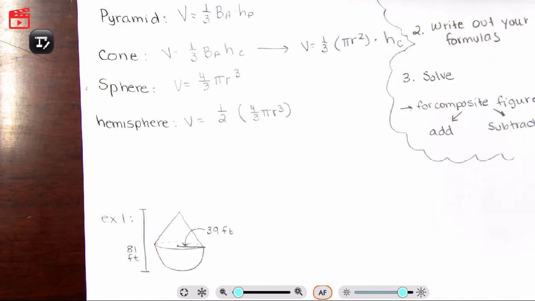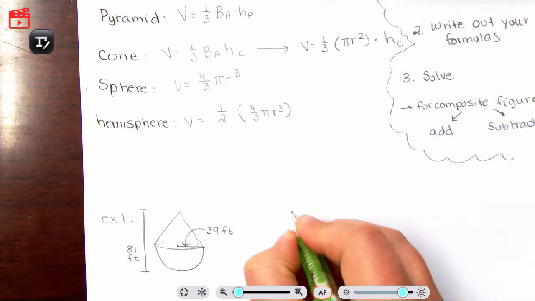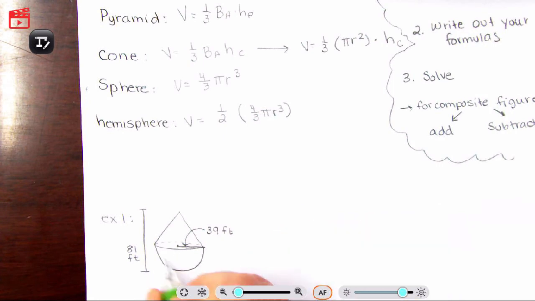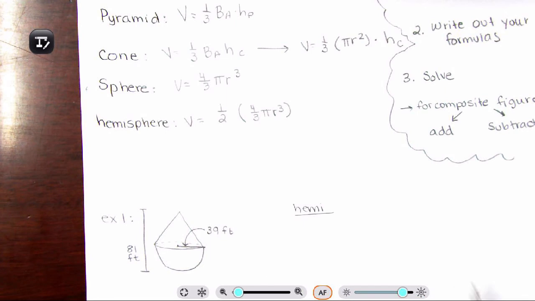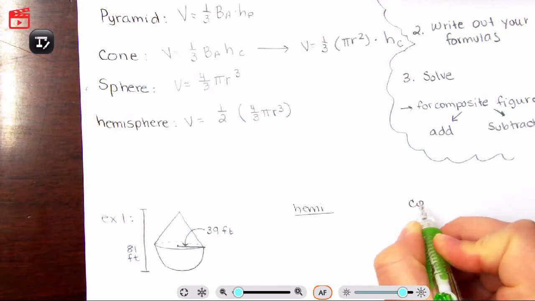I have pre-drawn this already. My recommendation is pause the video, take a moment to draw this in your notes, and then come back to it with work already done. So step number 1 is identify what we have. I have a hemisphere. I'm going to write just hemi here, and then I have a cone.